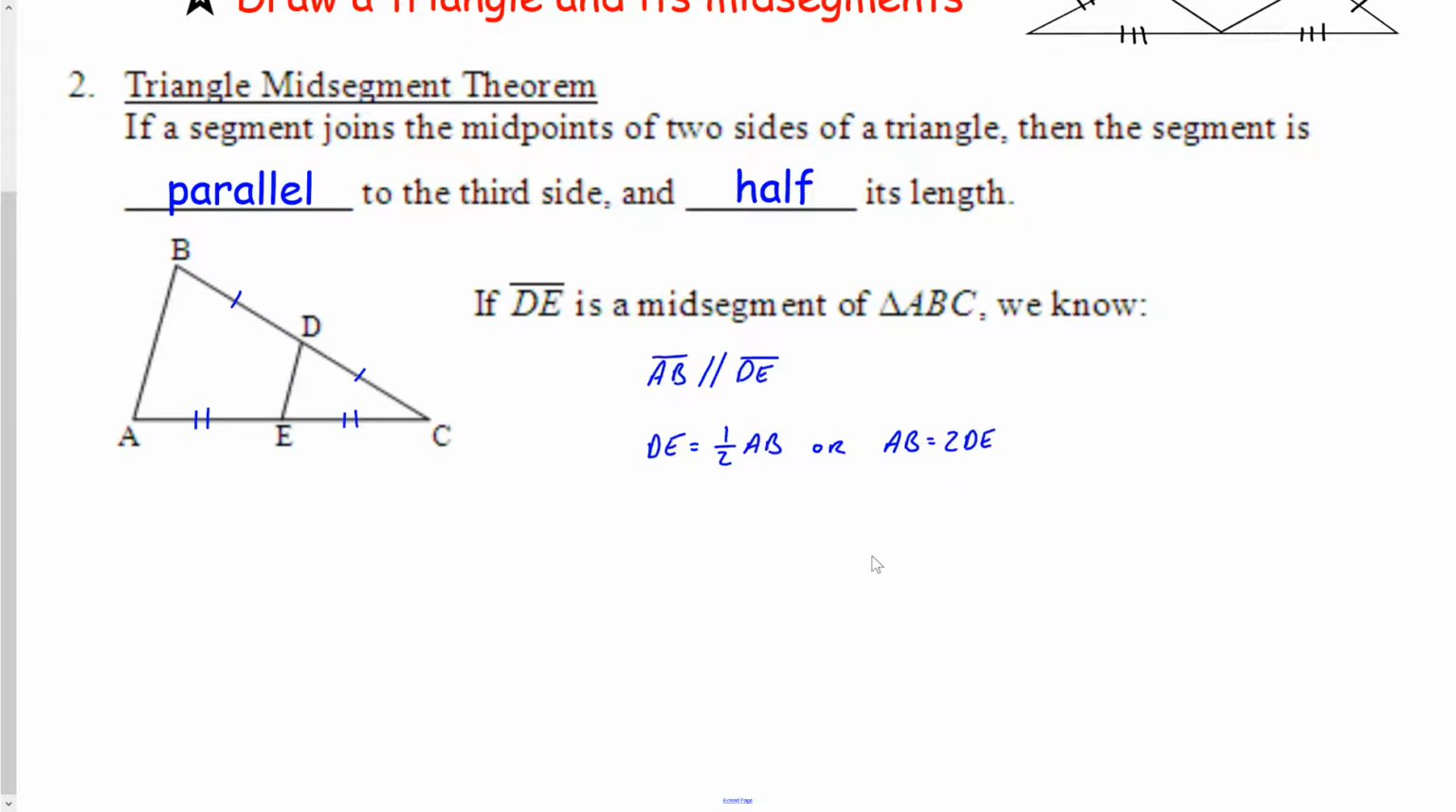These come from the same idea of the midsegment being half of the length of that third side. 2 different ways of writing it. One might be more useful than the other, depending on what information you have, what type of problem you're doing.